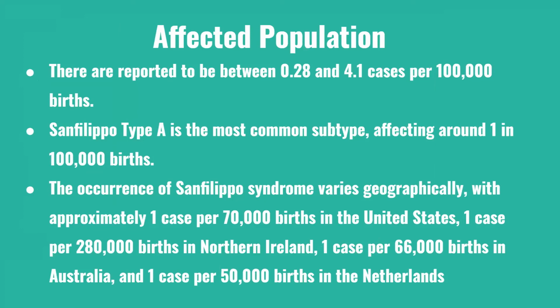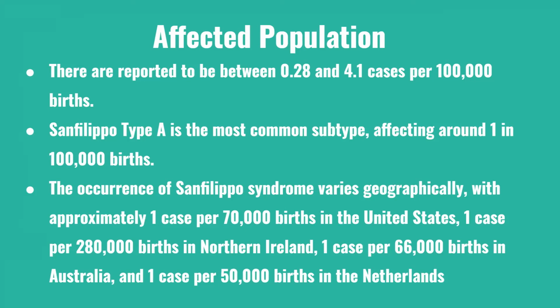Affected population. Sanfilippo syndrome is classified as a rare disease. There are reported to be between 0.028 and 4.1 cases per 100,000 births. Sanfilippo type A is the most common subtype, affecting around 1 in 100,000 births. Sanfilippo type B is second, with 1 in 200,000 births. However, in some countries in Southern Europe, type B has been reported to be more common than A. Sanfilippo type C affects 1 in 1.5 million births. Sanfilippo type D affects 1 in 1 million births.